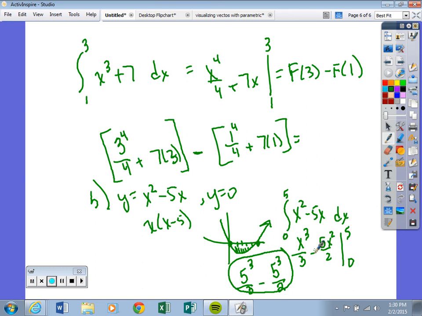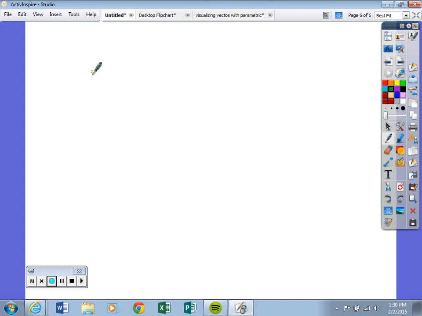Excellent. Okay, number 5. For number 5, given the function in the picture, it's already showing you the picture, and it wants you to find the area of the shaded region from 0 to 4.